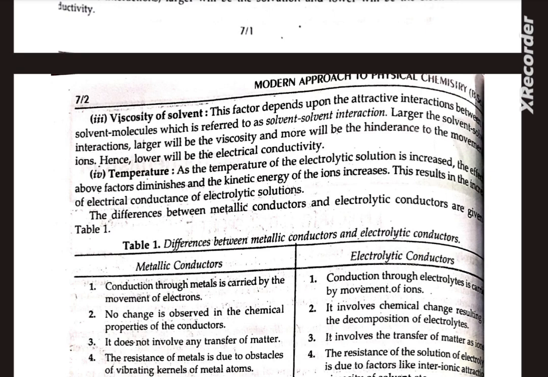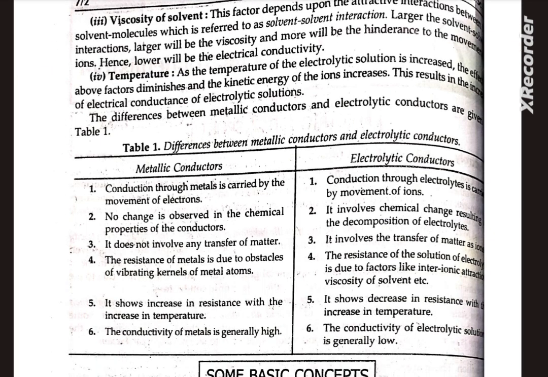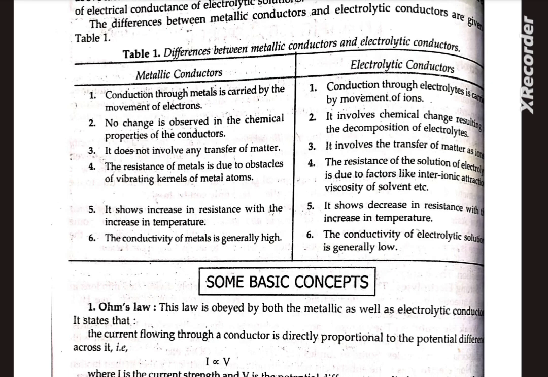The differences between metallic conductor and electrolytic conductor are given. Metallic conductor. Conduction through metal is carried by the movement of electrons. No change is observed in the chemical properties of the conductors. It does not involve any transfer of matter. The resistance of metal is due to the obstacle of vibrating kernels of metal atoms. It shows an increase in resistance with the increase in temperature. The conductivity of metal is generally high.